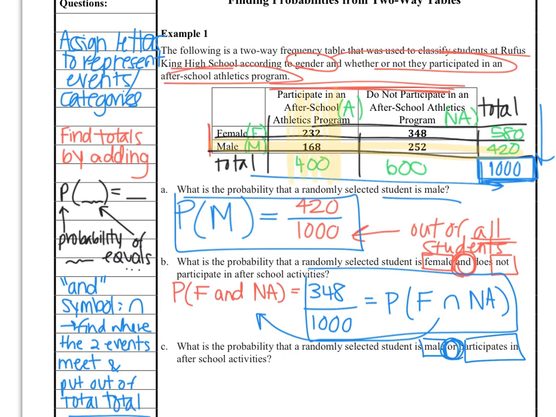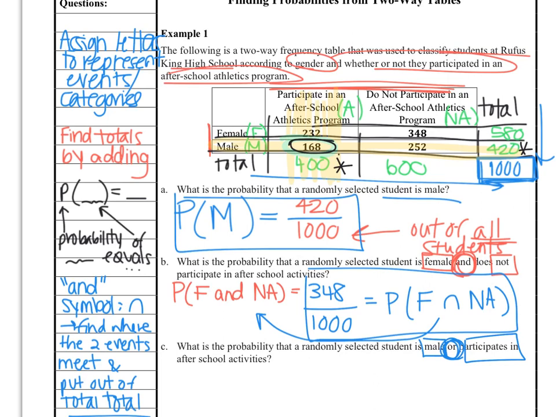Notice as I covered over that, I hit this spot twice. I hit it as a male and as a student that participates. So what we want to do is make sure that we add up this spot here, the total of students that participate after school, this spot here, the total students that are male, and then take away one of these intersections where they meet each other, participating and being male, because I've hit it twice.